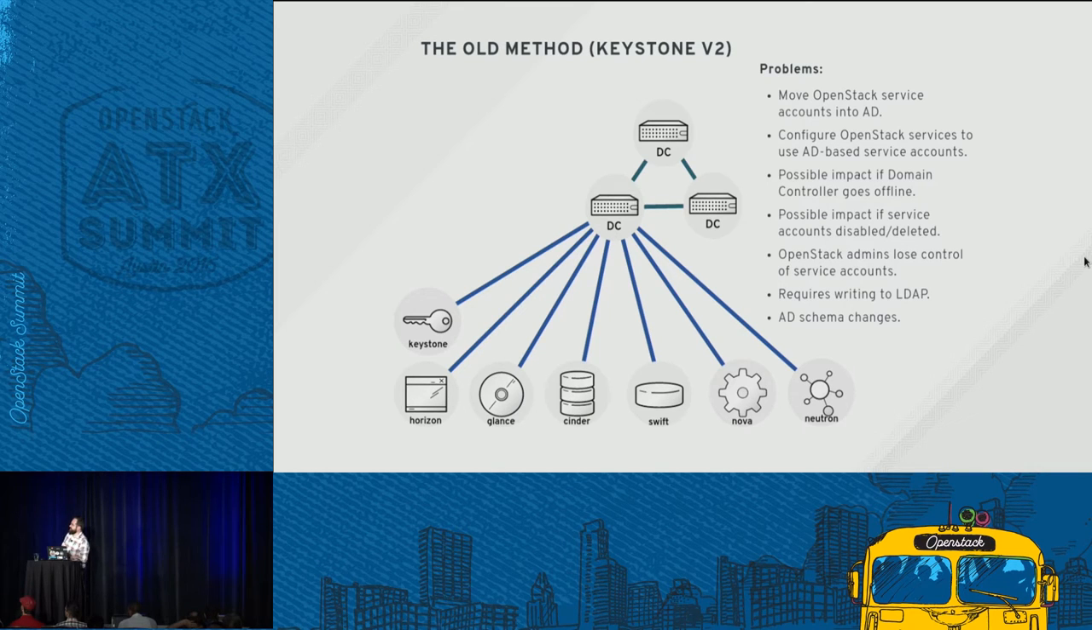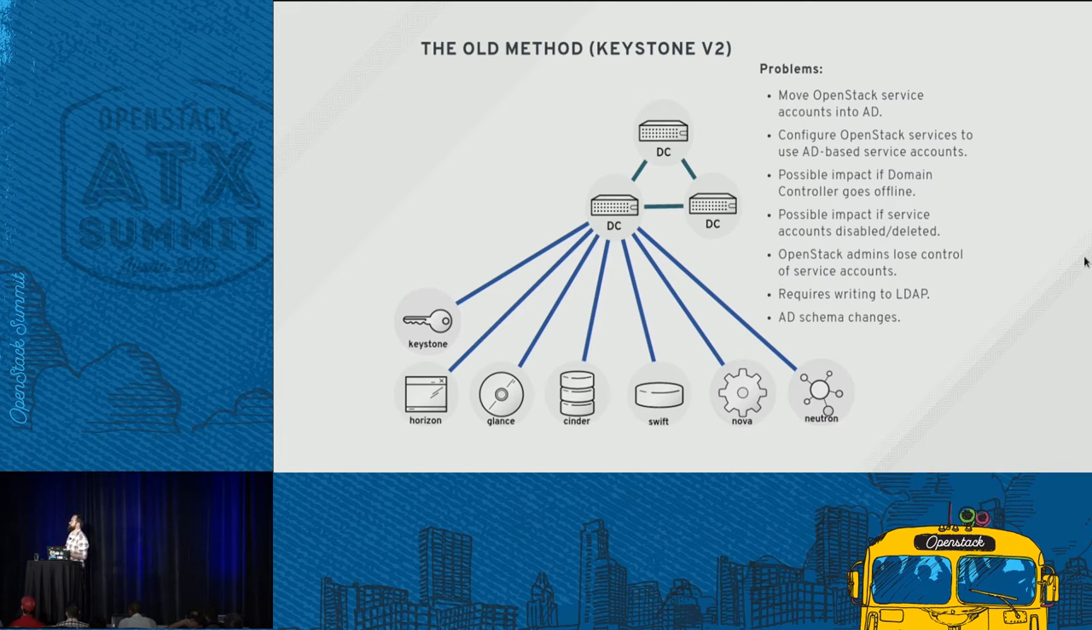So the old way that you might have seen on the internet and in a bunch of documentation out there is for Keystone version 2. And this is a long list of reasons why you might not have wanted to do this. It required you to create a bunch of AD user accounts and use those service accounts instead of the local accounts that you were using for each component. As you can imagine, this resulted in a lot of concern for people because you lose a lot of control over your OpenStack environment.